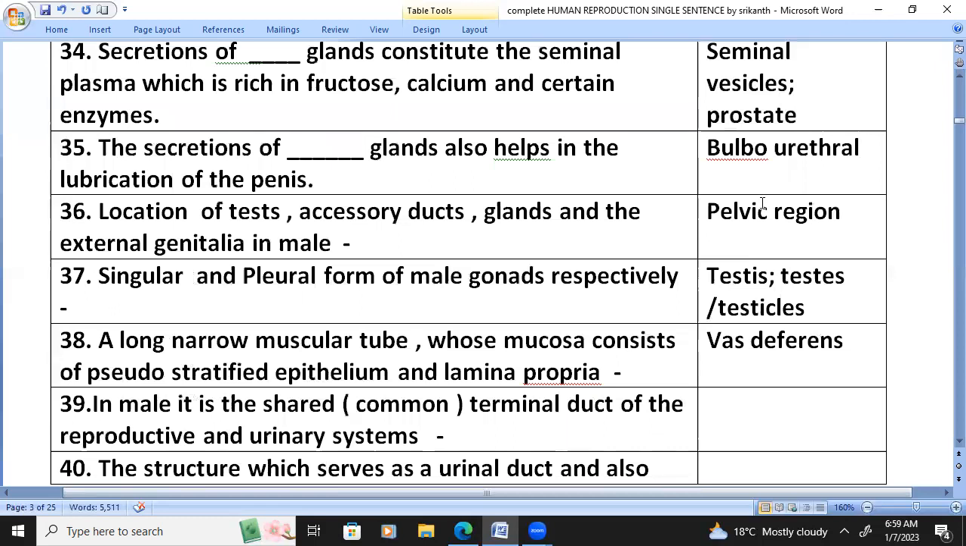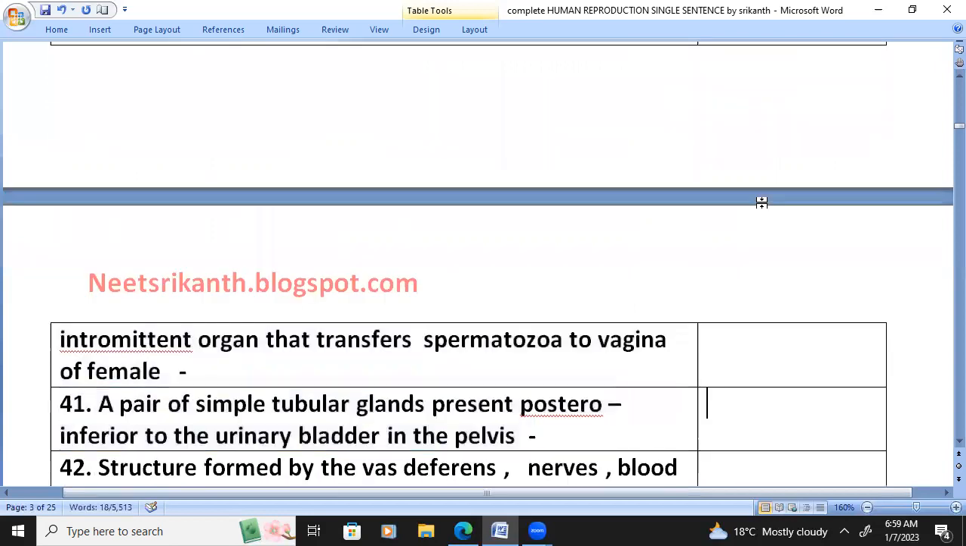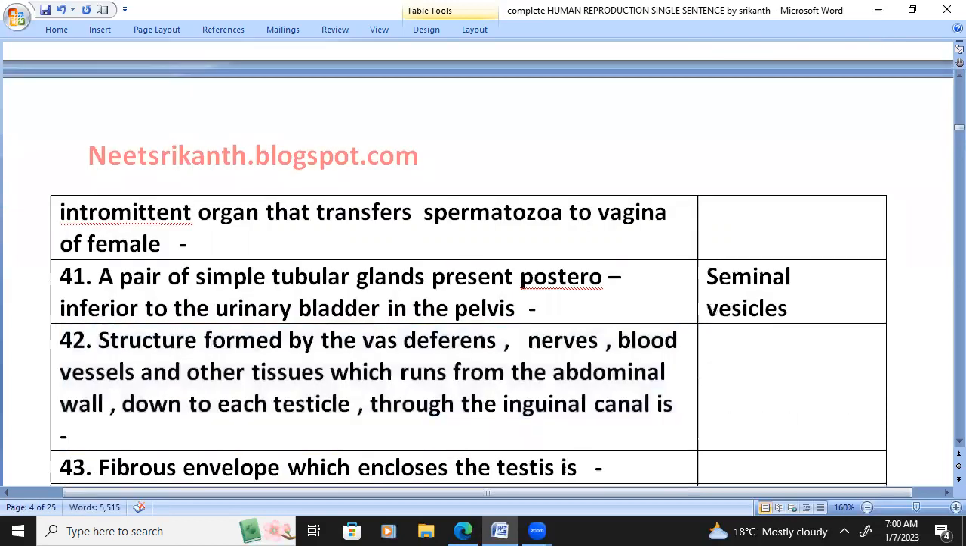In male, the common terminal duct of the reproductive and urinary systems is the urethra. The structure which serves as a urinary duct and also intromittent organ that transfers spermatozoa to vagina of the female is the penis. A pair of simple tubular glands present posterior inferior to the urinary bladder in the pelvis is the seminal vesicle. The structure formed by the vas deferens, nerves, blood vessels and other tissues which runs from the abdominal wall down to each testicle through the inguinal canal is the spermatic cord.